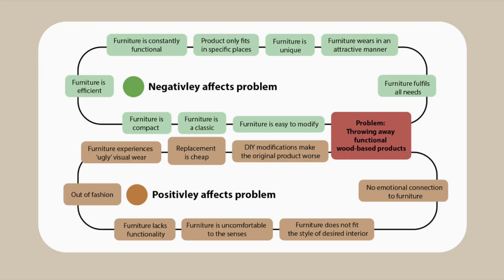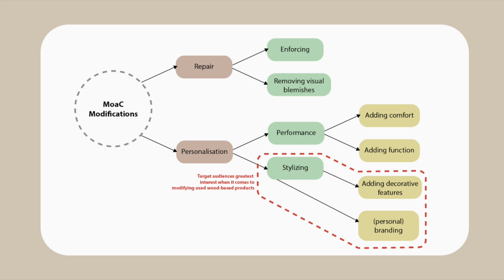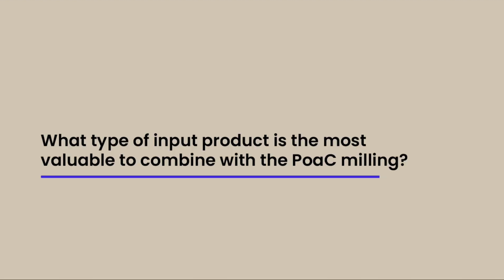A causation diagram was created with the insights of the user research. Afterwards, a diagram was created using the found insights to display potential milling on a cloud modifications that can be carried out on wood-based products, which the target audience values most. Based on the research on the target audience, a decision was made to focus the project on creating modifications which stylize the modified products.